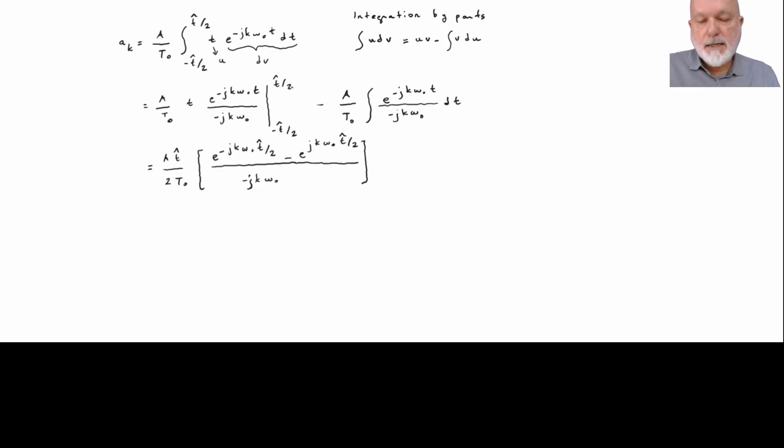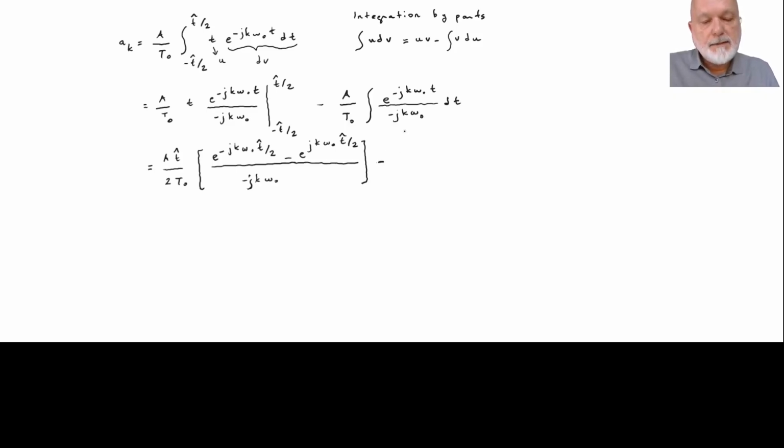When we substitute t cap over 2, we get e to minus jk omega 0 t cap over 2, and we have t cap over 2 as the multiplier. Then we have minus t cap over 2 divided by minus jk omega 0. Okay, then that is correct.